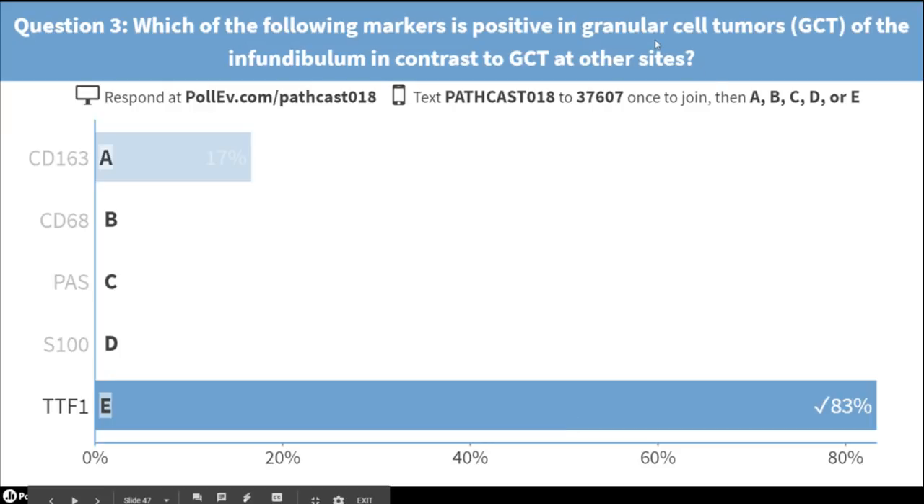These granule cell tumors in many different sites are positive with PAS and CD68. These are markers of lysosomes, remember? So that's what gives them the granularity. S100 is ubiquitous in these tumors and in the soft tissues and the infundibulum. But TTF1 is the one that is really positive at this particular location, as are other tumors of putative glial origin in this location. CD163 is a specific macrophage marker, so it's usually negative. CD68 is positive because it's a marker of lysosomes, but CD163, being a specific macrophage marker, is usually negative.